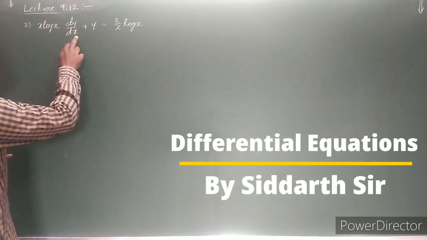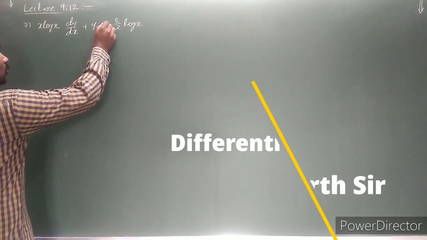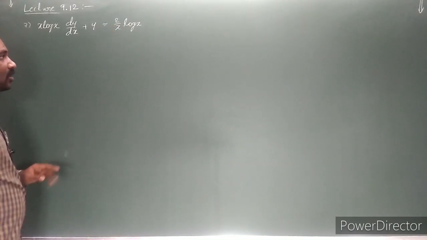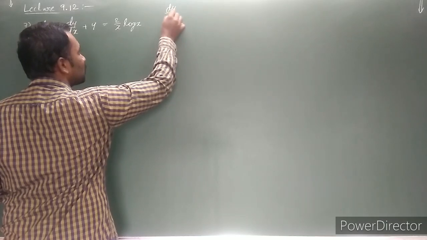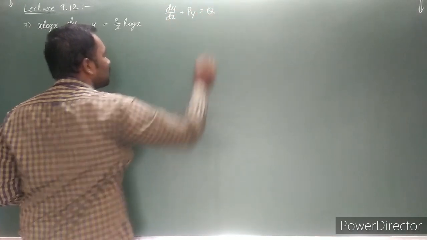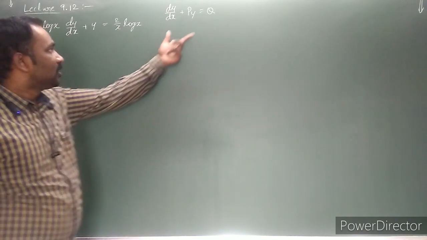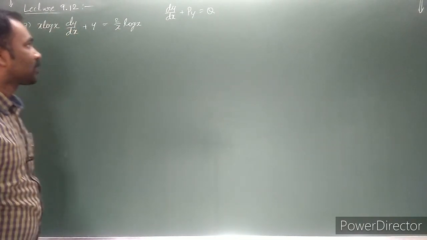x log x dy/dx + y = 2/(x log x)... Now it is not in the standard form. What is the standard form? The standard form is dy/dx + Py = Q, where P and Q are constants or functions in terms of x.